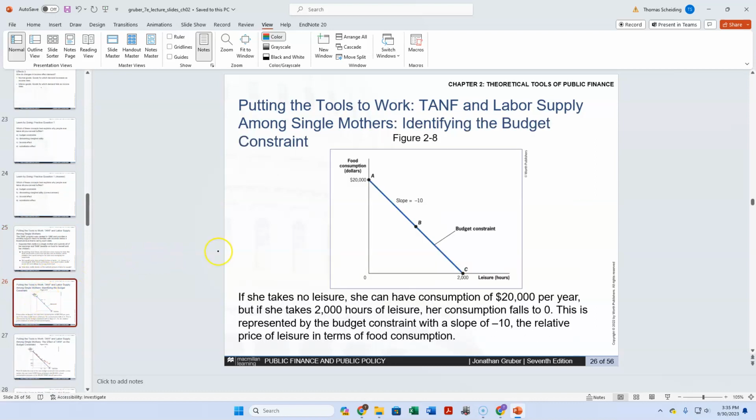Okay, so the TANF budget. Again, remember the TANF money in this case, unlike food stamps, is not constrained to the consumption of a certain good. It can be used on anything. Then in this case, if she takes no leisure, if she reduces her leisure all the way down to 0, then she gets her maximum amount of food that she can consume. If she takes as much leisure as she possibly can, then she can't eat anything. Okay, so there's our trade-off.